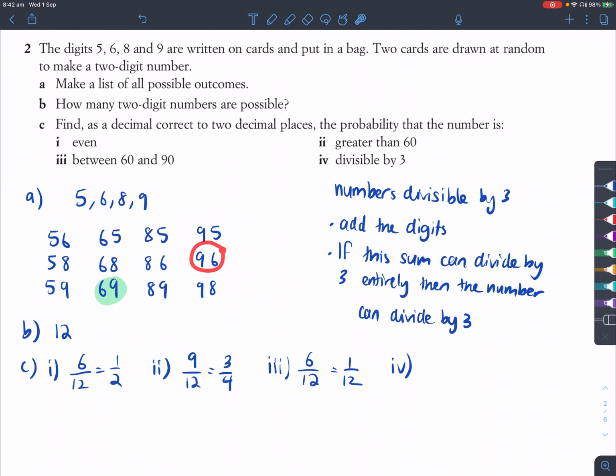96, 9 plus 6 is 15, and we can accept that because 15 can divide by 3. And 9 plus 8 is 17, 17 cannot divide by 3, so we can't accept that either. So we only have two numbers that we can accept out of 12, which is 1 out of 6.